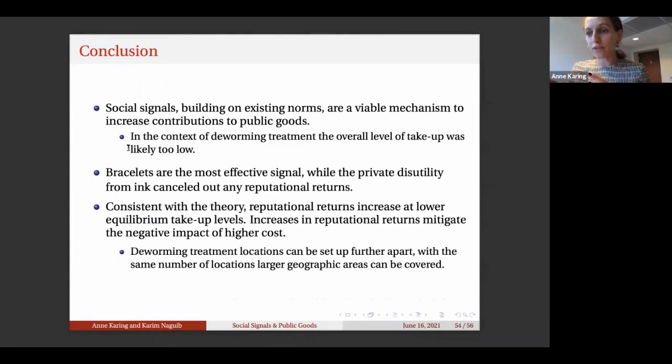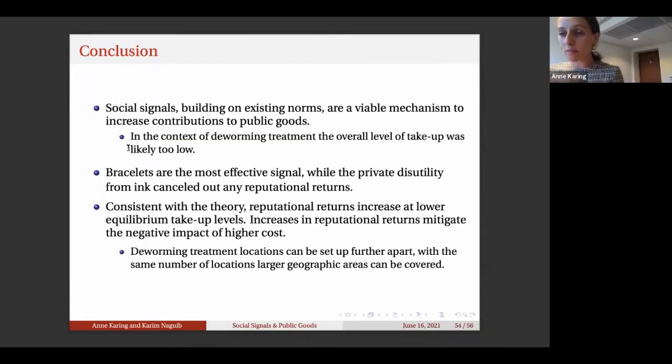So what we need to be careful about is generally what type of signals we use and whether we can use known signals to just transfer them to a different domain. And lastly, consistent with theory, reputational returns increase at lower equilibrium take-up levels. And the increase in reputational returns could mitigate, for example, the negative impacts of higher costs.